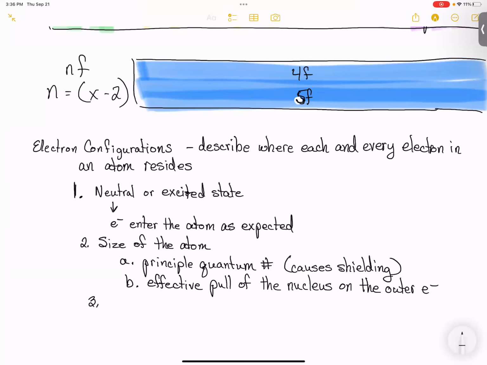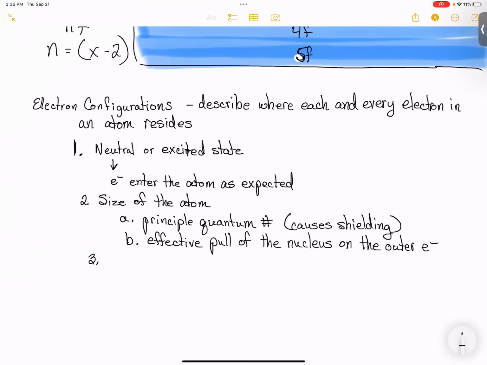Another thing this directly impacts is the amount of energy needed to make ions. All of these things are related to the electron configuration. And the electron configurations are related to quantum numbers. So it's an entire story that we're telling here.